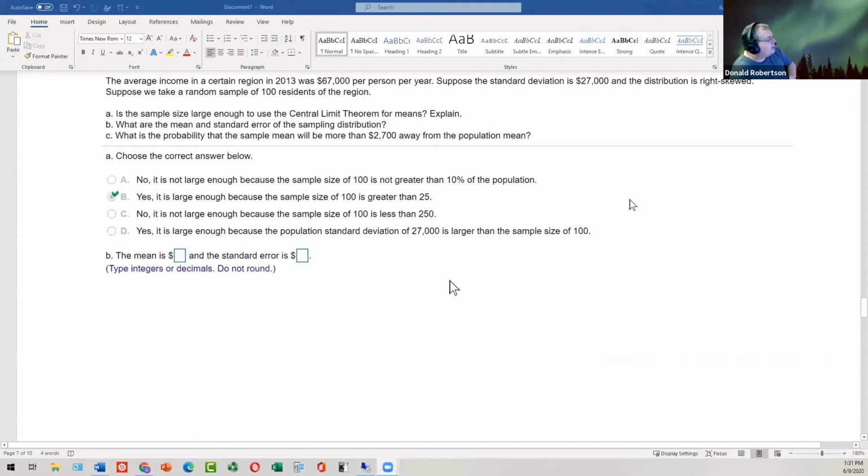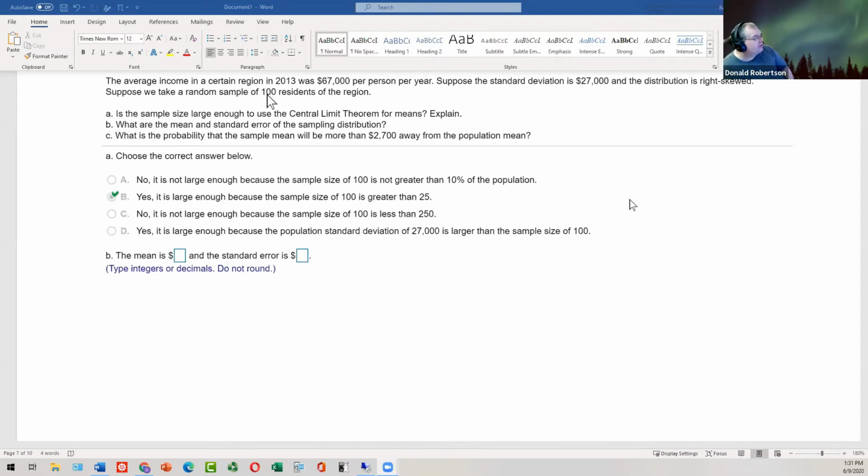So the average income in a certain region is 67,000 and the standard deviation is 27,000. So they've just told me the population mean is 67,000 and the standard deviation is 27,000. Suppose we take a random sample of 100 residents. Is the sample size large enough? Well, the rule for that is that you need to be at least 25, so 100 works. We're good. What are the mean and standard deviation of this sampling distribution?